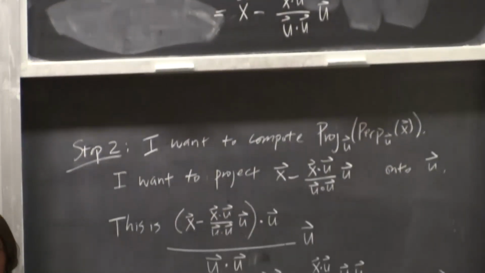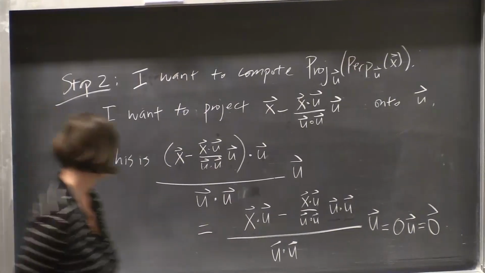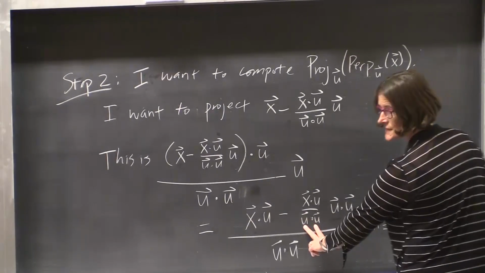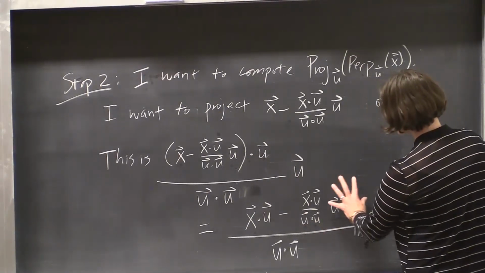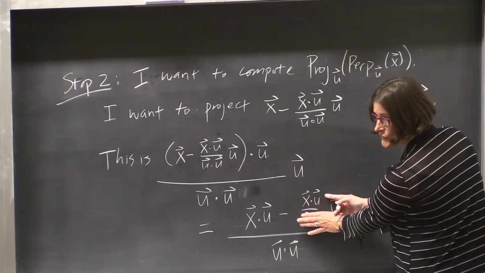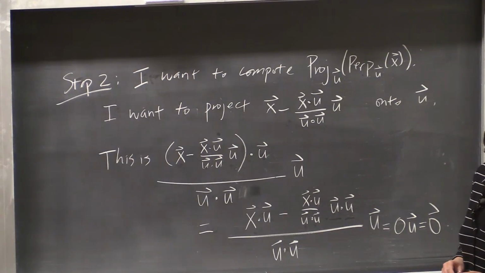Are there questions? Yes? How is the numerator 0? Why is the numerator equal to 0? Because u dot u is here and u dot u is here. And so this cancels with that, and that leaves me with x dot u minus x dot u. Are there questions?